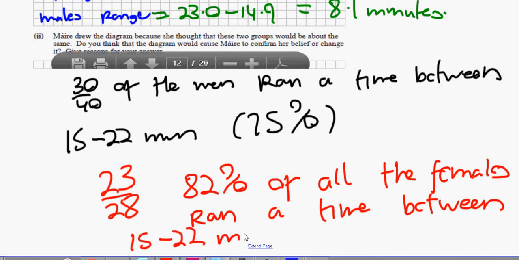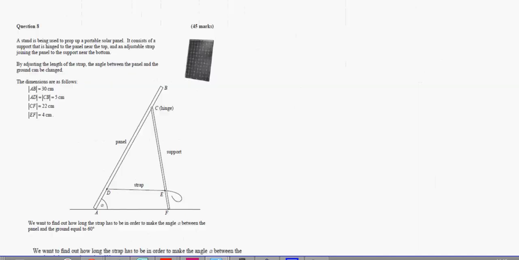So basically, in a nutshell, I think Moira can keep her belief because most of the females, 82%, ran a time between 15 and 22 minutes, while 3/4 of the men ran between 15 and 22 minutes as well. If she wants to change her belief, she's going to need a bigger sample size, okay? Alright, next question. Question A.